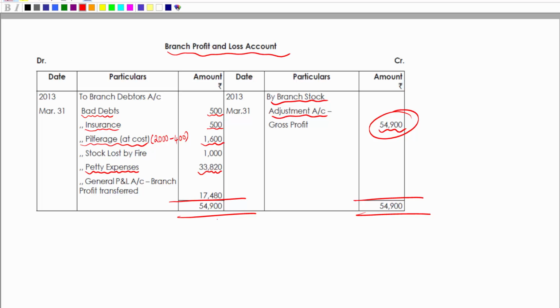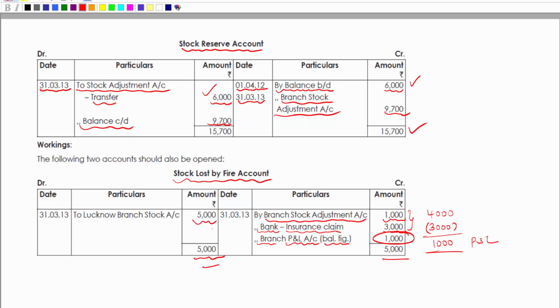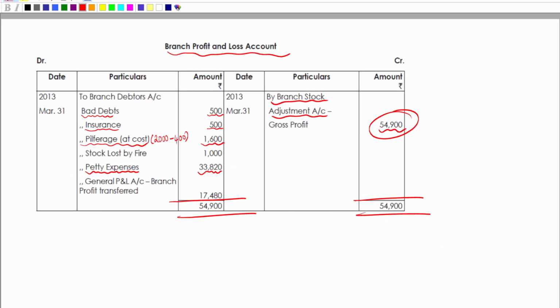It means on debit we have a balance, but before that let's ensure that we are capturing the stock that is lost in fire, only the lost portion. For that we had a working, and we said that 1,000 should come to P&L. Yes, that 1,000 is there in P&L. It's just to check whether we are on the right path. Okay, so now we have captured 5 items on debit, so there is a balance and it is 17,480, so that will get captured in general P&L, that is basically transferred to general P&L. So we say branch profit is transferred.